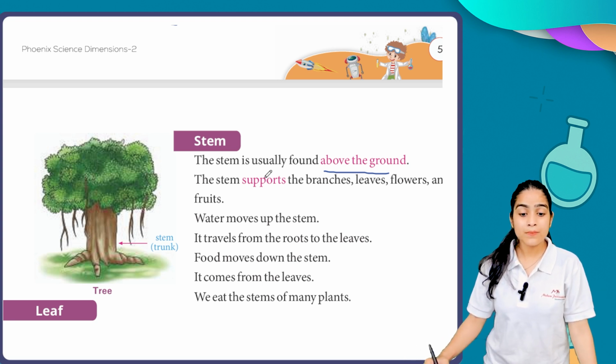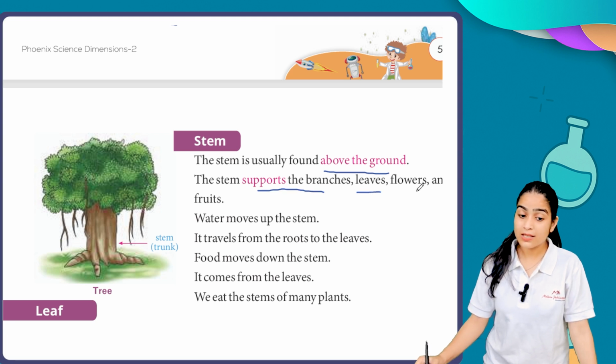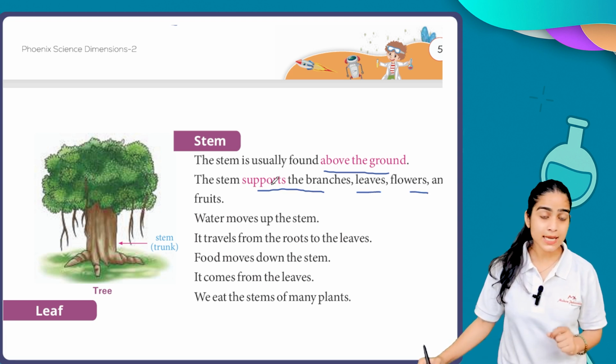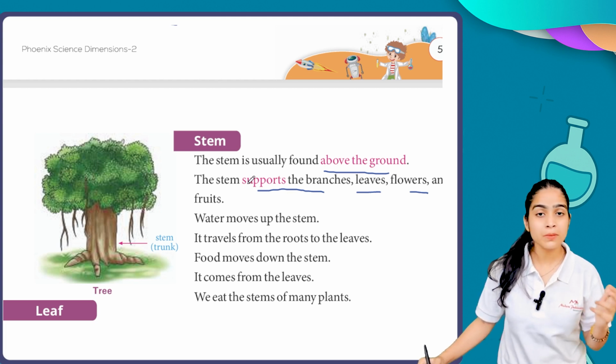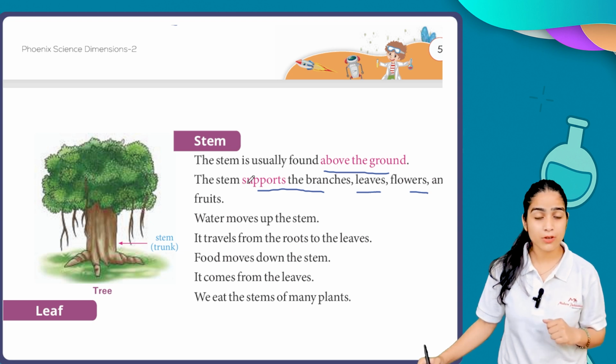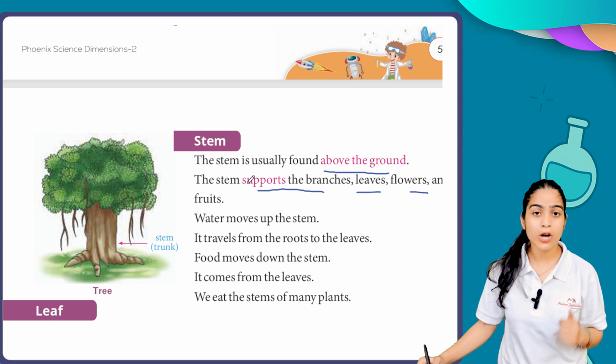Next, the stem supports the branches, leaves, flowers and fruits. So what is the work profile of your stem? The work profile of your stem is to support the different parts of the plant. Now, what are those different parts which take support from the stem? Your leaf, your branches, your flowers, and your fruits. So these are the parts which want support from the stem.